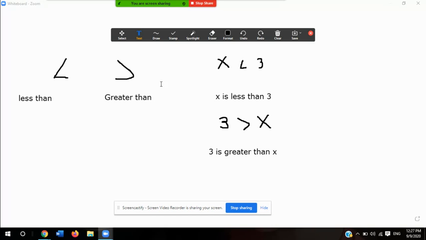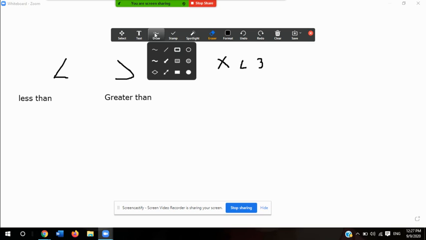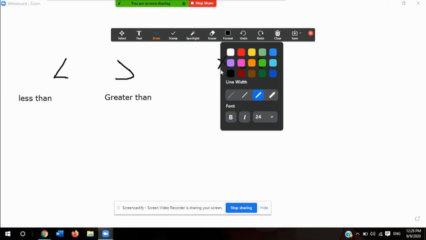Now, with that in mind, let's go and graph some of these real quick. What is the graph for? The graph, ladies and gentlemen, is just to determine the possible answers that would make this statement true. I'm going to do this one because I already have it there, and then we're going to go to the ones in your book. Now, x is less than 3.